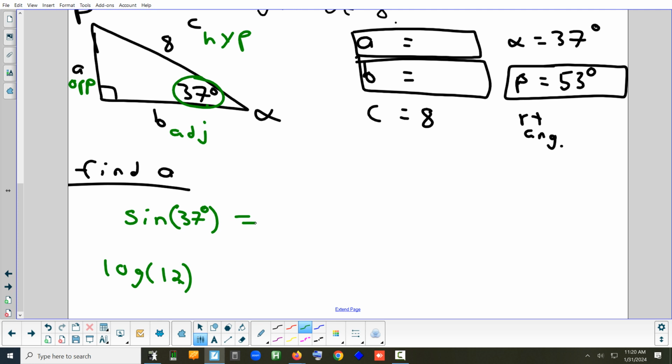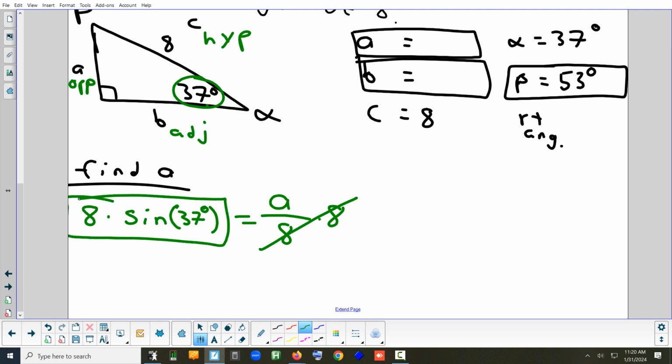And remember, sine is opposite over hypotenuse. What's the opposite in our picture? A. And what's the hypotenuse? 8. A over 8. Right. Now we're going to solve for A. How do you get A by itself? Multiply both sides by 8. That's gone. And there you go. Okay, we have to type that in, and we're going to round it off.